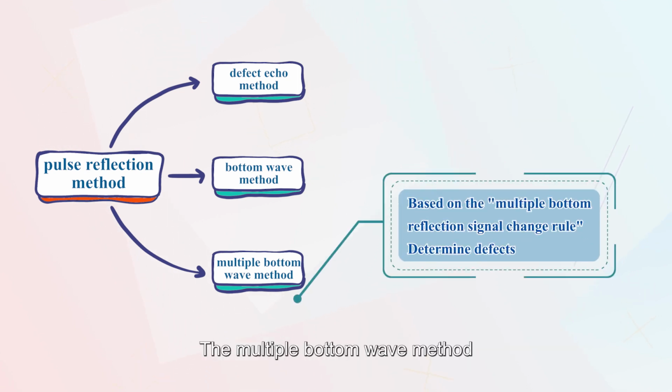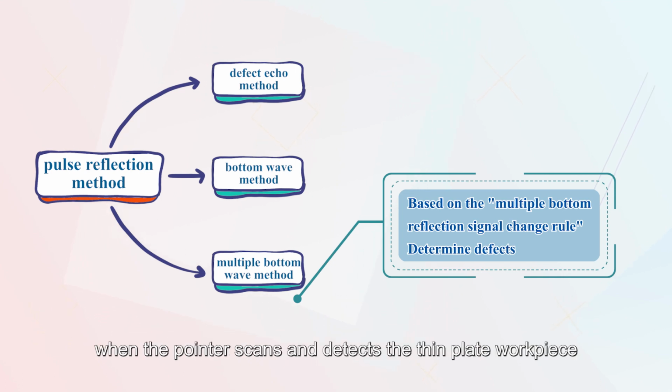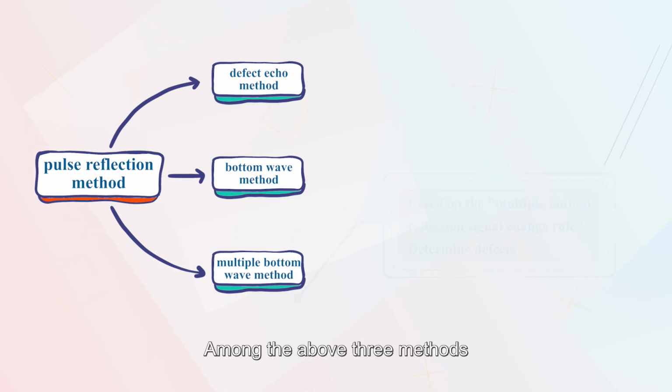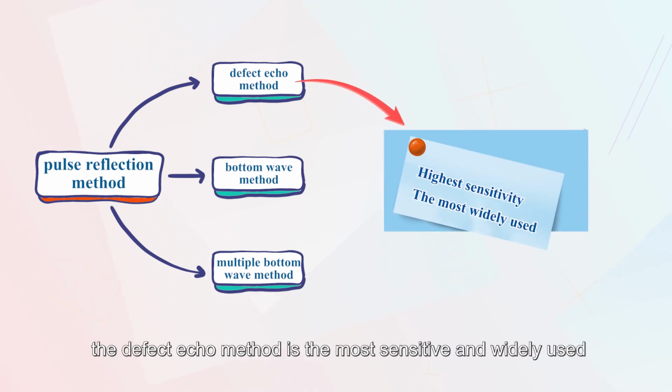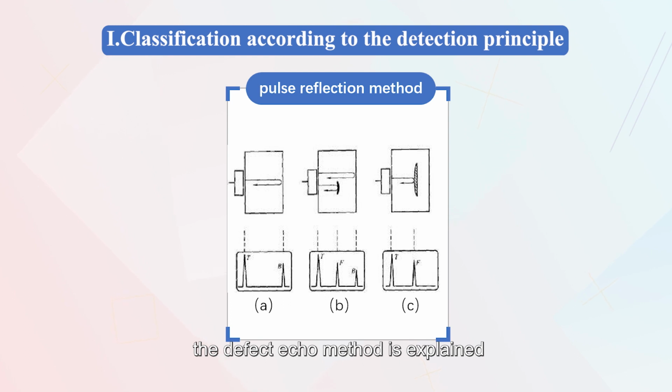The multiple bottom wave method is a method to judge the internal defects of the workpiece according to the number and amplitude of the reflected waves on the bottom surface on the oscillograph screen. It is used when the probe scans a thin plate workpiece. Among the above three methods, the defect echo method is the most sensitive and widely used. Next, the defect echo method is explained in combination with a legend.